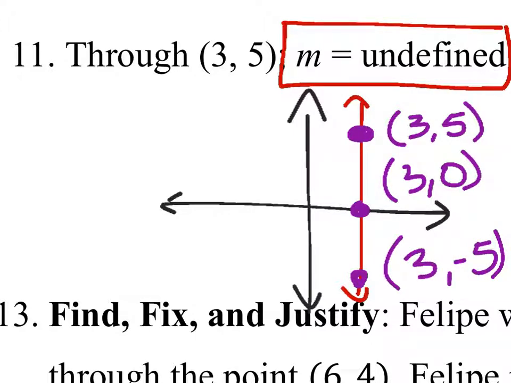So what do you guys notice about the x-values on this? Always is 3, so x is 3. That's the equation.